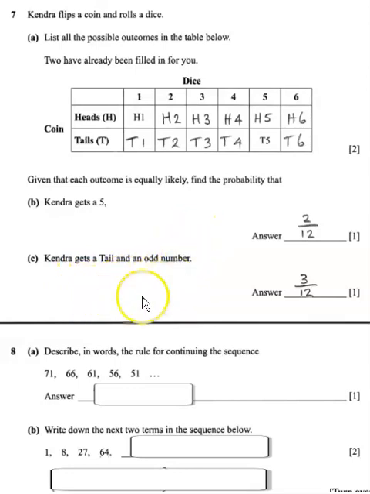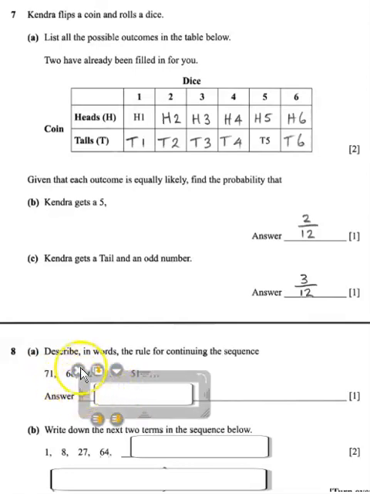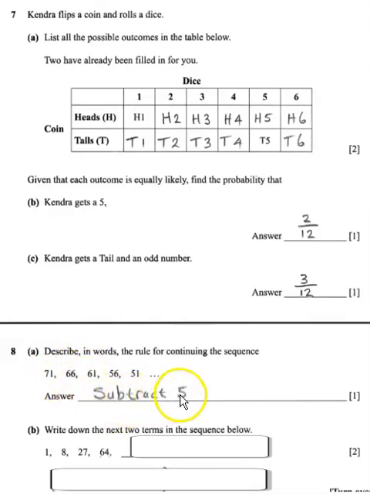So question 8a says, describe in words a rule continuing the sequence. So all we do is just find the difference between them. So 71 and 66, we are subtracting 5 every time. So 71 take away 5 is 66, take away 5 is 61, and so on.